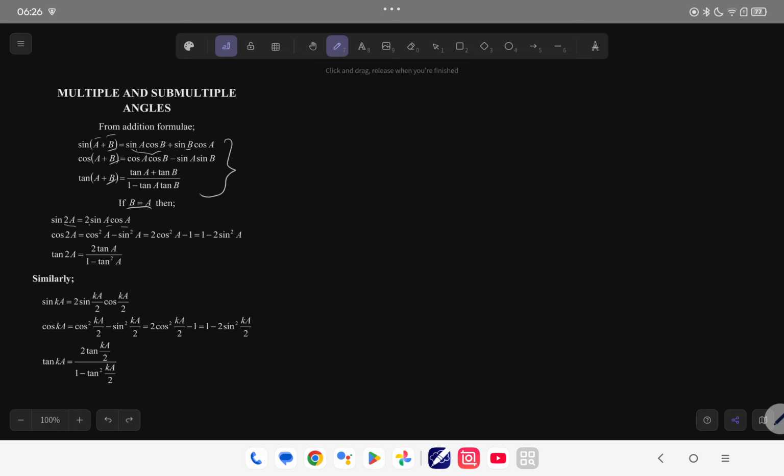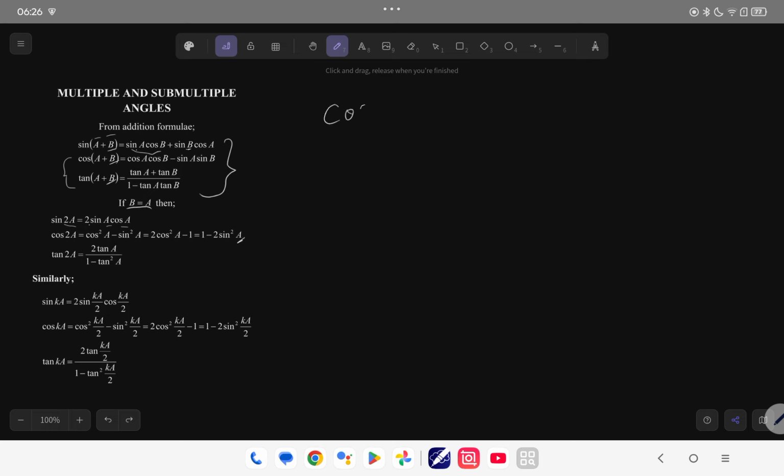The learner can pause the video and verify that we shall have results for cos 2A and for tan 2A if we replace the B in these two identities with an A. What we have as a special interest is cos 2A.